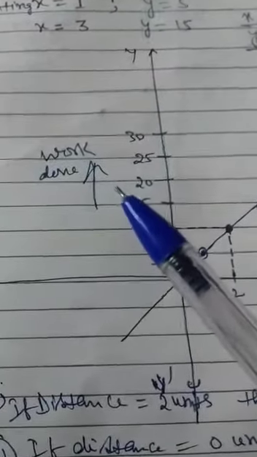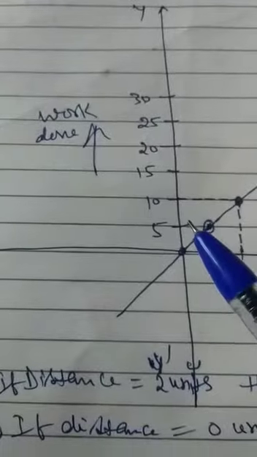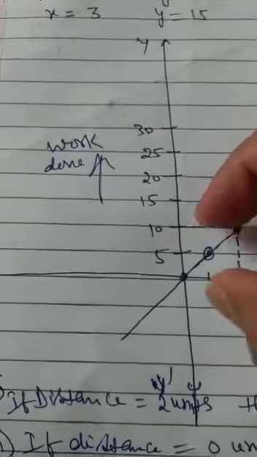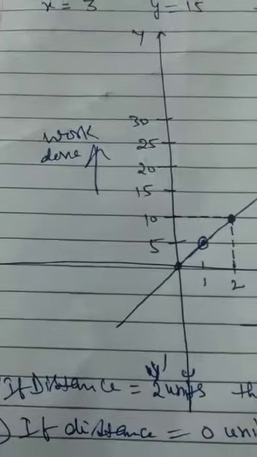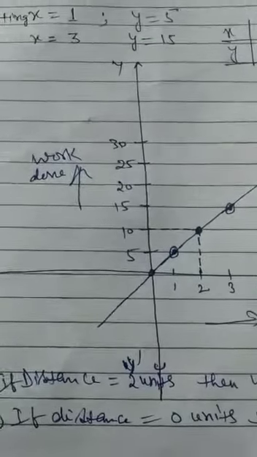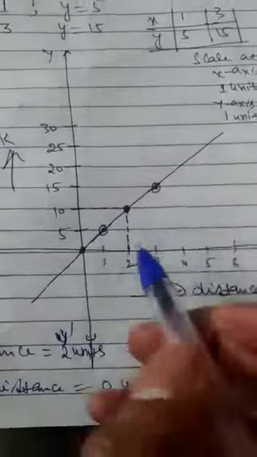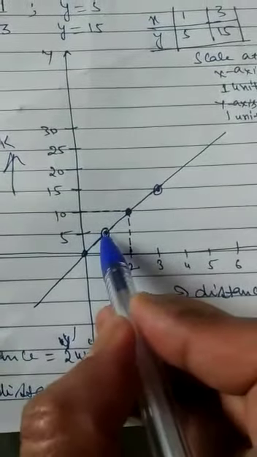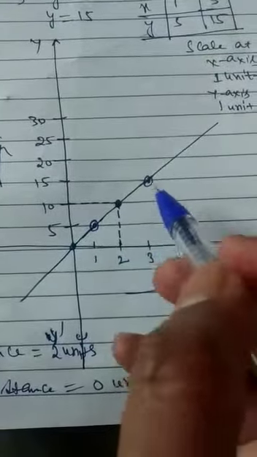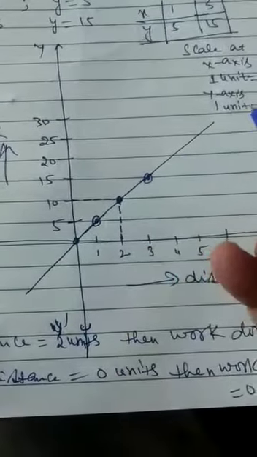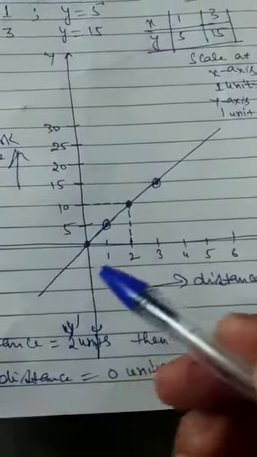On the Y axis we have taken work done, so 1 unit distance means it is 1 centimeter in the graph sheet, so I have taken 5 units of work done. So if X is 1, Y is 5, so for X 1, Y 5, it will be the point. If X is 3, Y is 15, this will be the point. We will join this by a straight line.